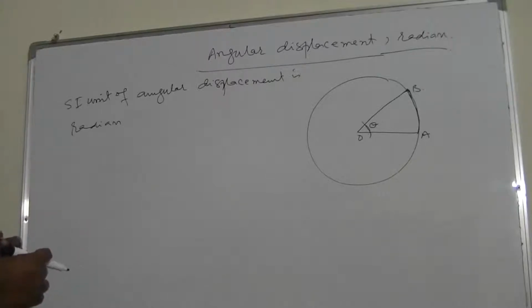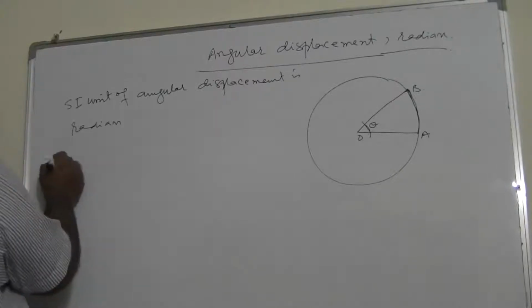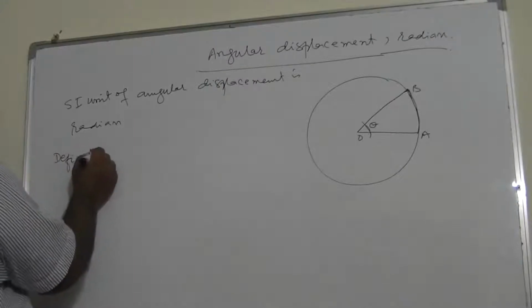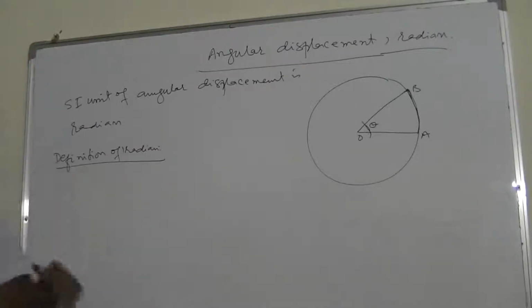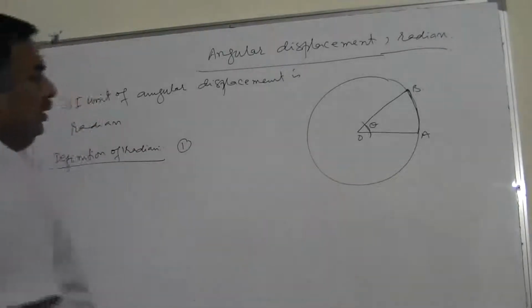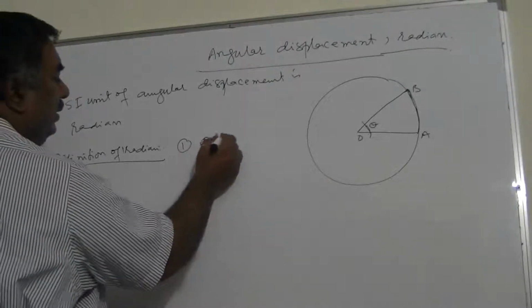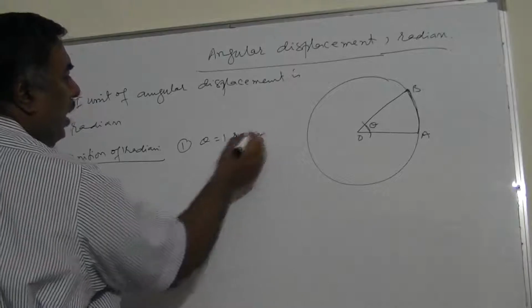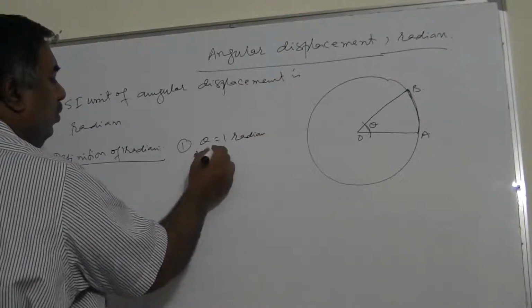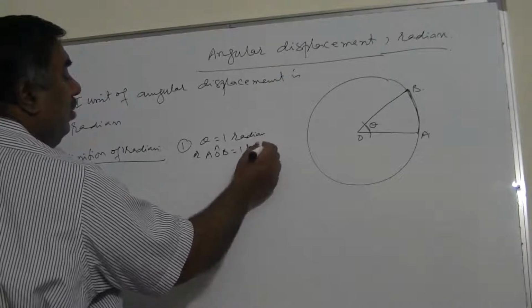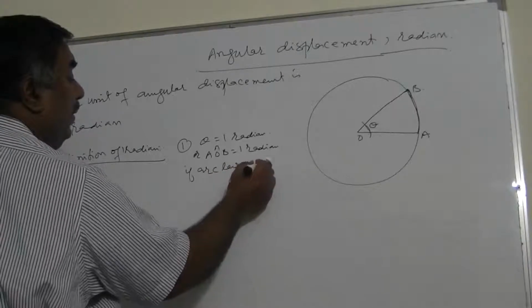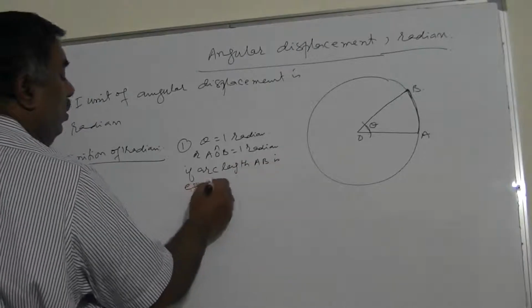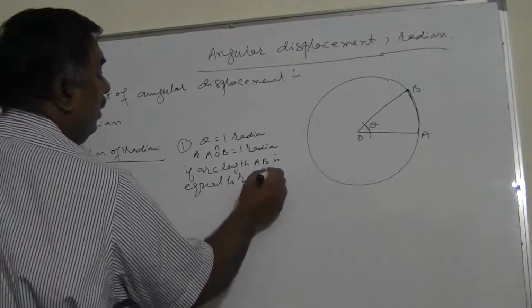So radian, how do we define 1 radian? See, the definition of 1 radian is very important. Usually examiners ask this definition of 1 radian. I will say the first definition. I will show this with the diagram. I will say theta is equal to 1 radian, or I can say our angle AOB is 1 radian, if arc length AB is equal to the radius of the circle.